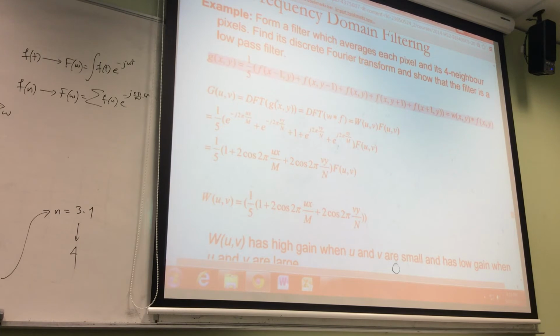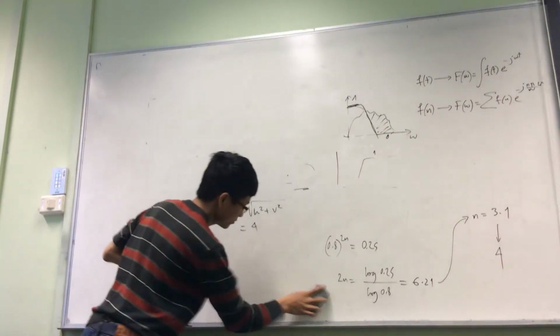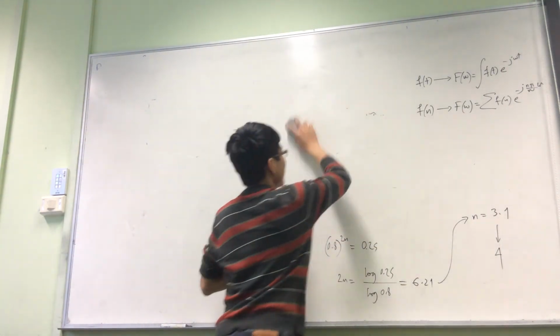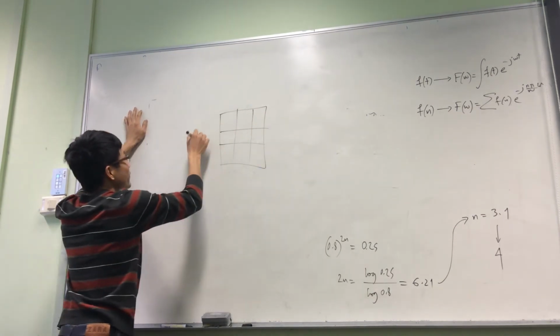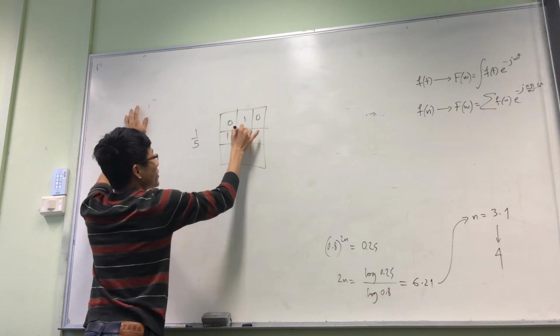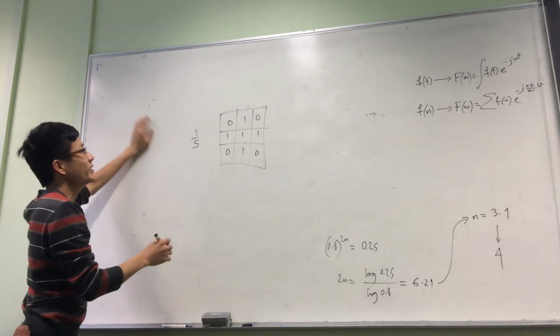So they give you these equations. The output g of x, y is 1 over 5 of f of x minus 1, y, then x with y minus 1, x y center, x y plus 1. So basically the filter will look like this. Take the average, 1 over 5 of 0, 1, 0, 1, 1, 1, 0, 1, 0. This is your filter.